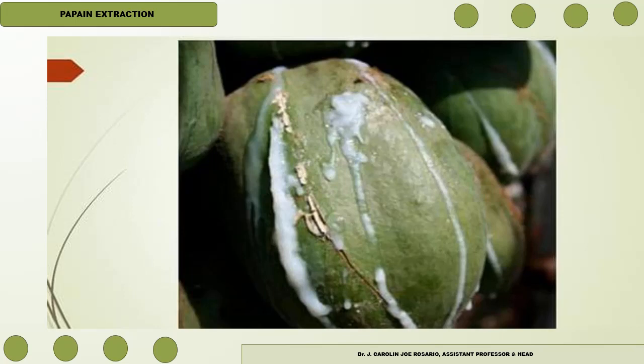From this picture, we can identify the unripe papaya from which the latex is collected. The incisions are made on four sides and the latex is collected from the unripe papaya.